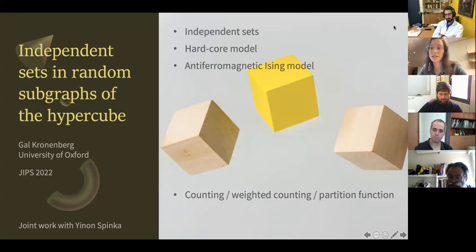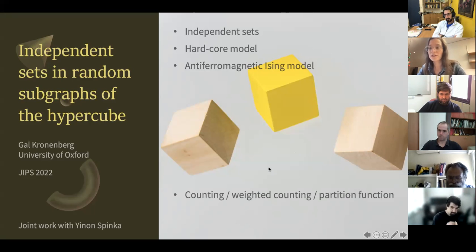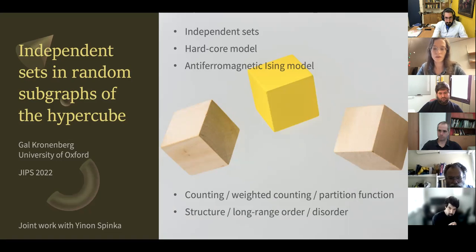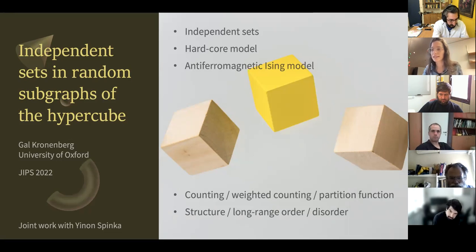Okay, so when thinking about independent sets, we may ask several problems, and one example is a counting question. So how many independent sets do we have in our graphs? If we go one step forward, we can think about weighted counting, which is just another way of saying the partition function of the hardcore model. We can also consider more structural questions. So how does a typical independent set look like, is there a long range order or disorder, and so on. I'll mainly focus on the first item in this talk, but I'll also try to mention some things from the second one. I'll mainly consider independent sets, but you can keep in mind, for those of you who are interested in the hardcore model, that everything I say also works for the hardcore model similarly.